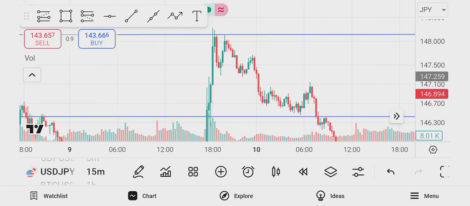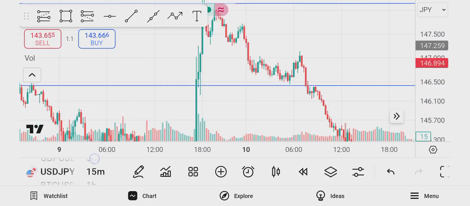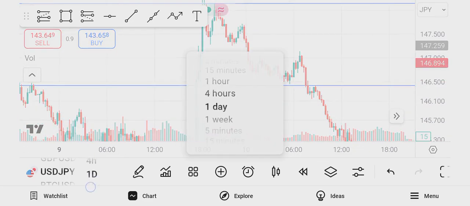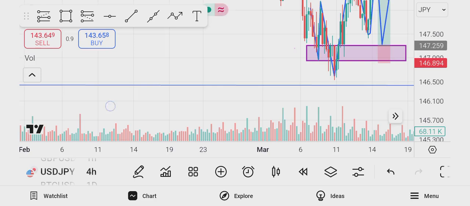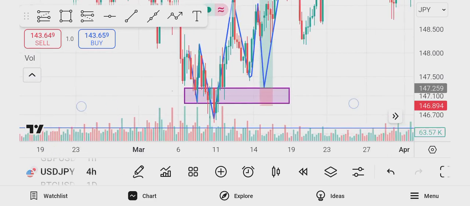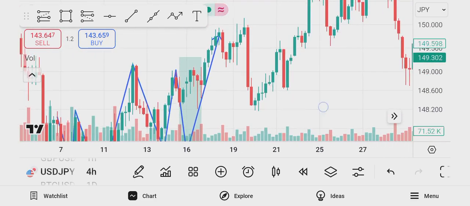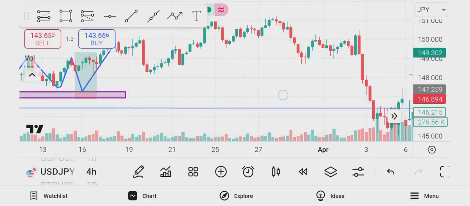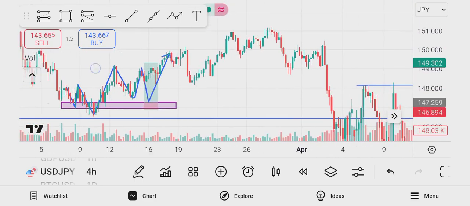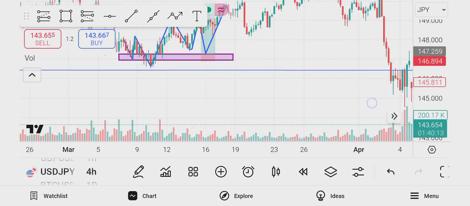The opposite of this is also true for the sell side liquidity. Let me look for the one I will use to explain it. This is a fast time frame. Let's use this. I'm looking for the best example to use to explain the sell side liquidity.